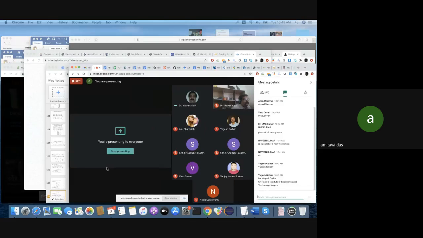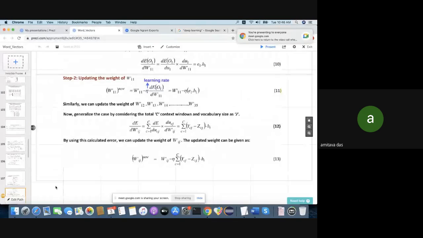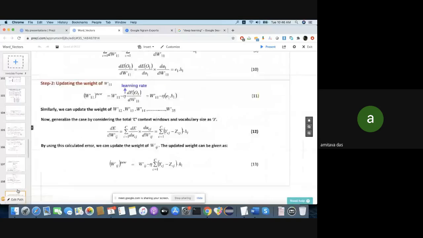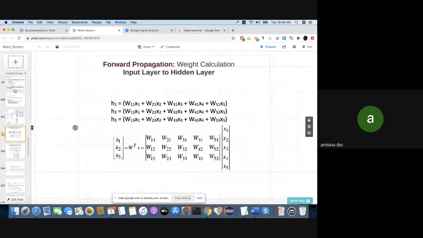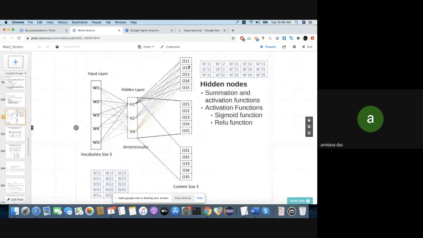Okay. So we learned how to do the error calculation from the output layer to the hidden layer. We are all set. Now we are going from the hidden layer to the input layer. So, another layer: we are again trying to calculate the partial derivative of the error based on H1, that is, our weights. Here things are getting a little more complex because we have three context windows, and for all the outputs.